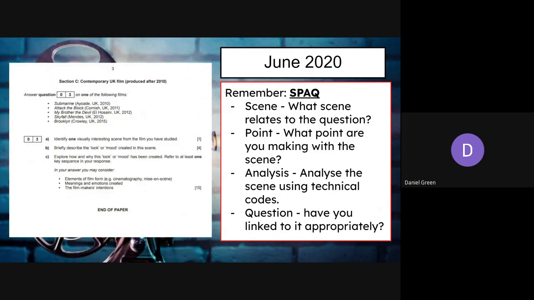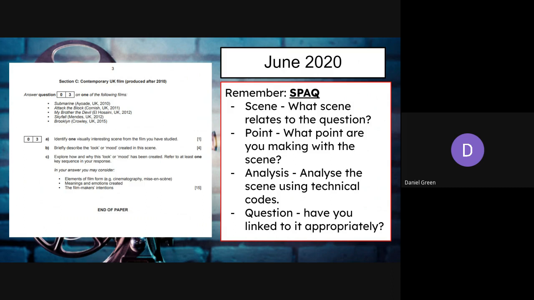For Skyfall, identify one visually interesting scene from the film you've studied. Now, obviously, this is incredibly subjective because you want to pick something that you think was really interesting. Try and stick to the scenes that your teachers taught you, but I could go for Shanghai, which is an incredibly visually interesting scene. I could go for the very opening scene, which again is very interesting. I could go for Silva's Lair, which again is very interesting.